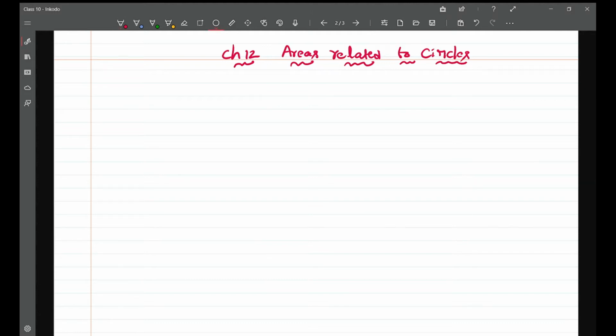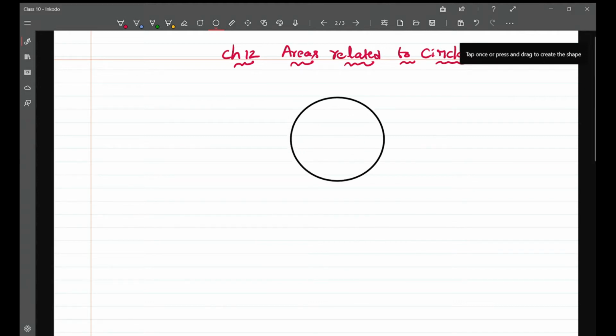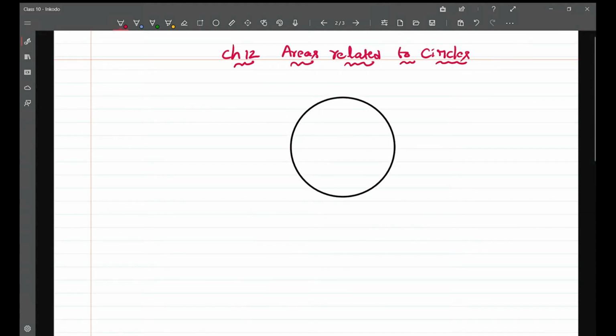Let me draw one circle. In this circle, I am denoting few points. O as center, P on the circumference of a circle. I will take two more points on the circumference of a circle. They are A and B.